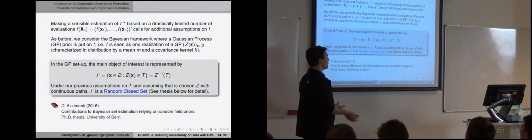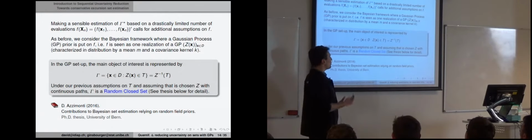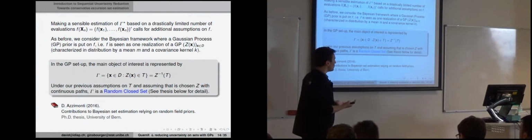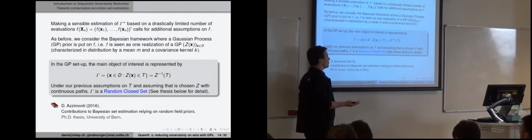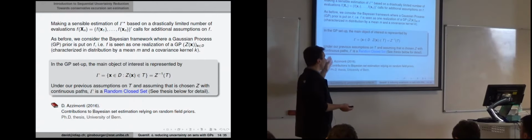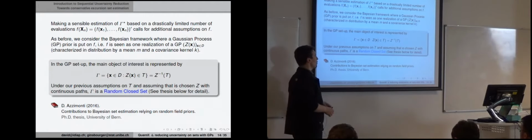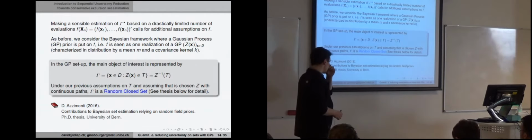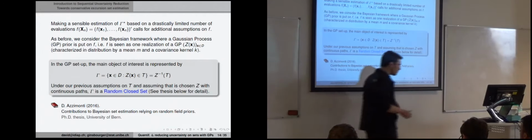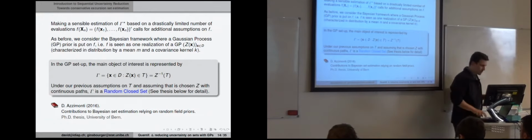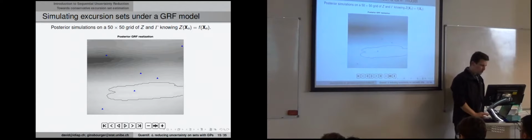It's a random object. So now the set of points of inputs where you exceed the threshold becomes itself random. And it's actually here a random closed set, provided the set T is closed and the Gaussian process has continuous paths. So Dario Azzimonti made connections to probability theory in his thesis on the topic. Now we'll just, by simulation, illustrate this notion and ask you some questions about that.